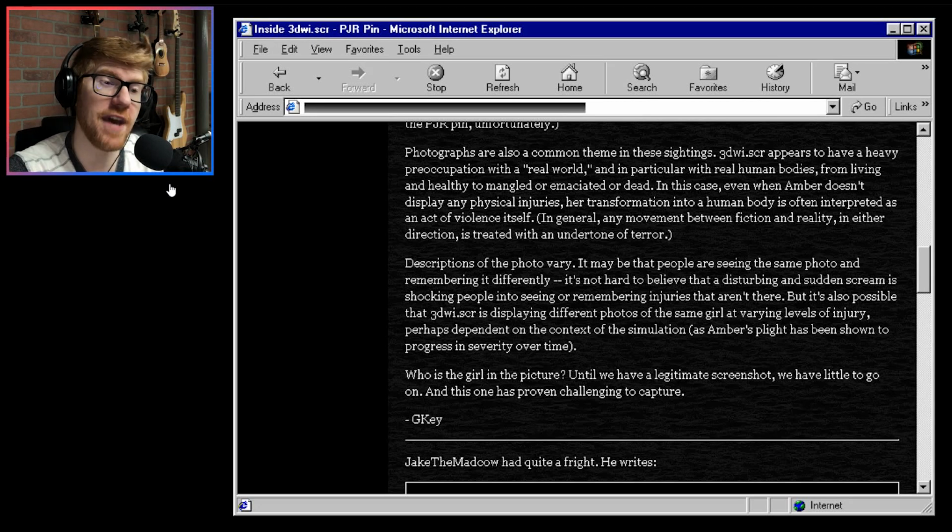Descriptions of the photos vary. It may be that people are seeing the same photo and remembering it differently. It's not hard to believe that a disturbing and sudden scream is shocking people into seeing or remembering injuries that aren't there, but it's also possible that 3D Whisker is displaying different photos of the same girl at varying levels of injury, perhaps dependent on the context of the simulation, as Amber's plight has been shown to progress in severity over time. Who is the girl in the picture? Until we have a legitimate screenshot, we have little to go on, and this one has proven challenging to capture.